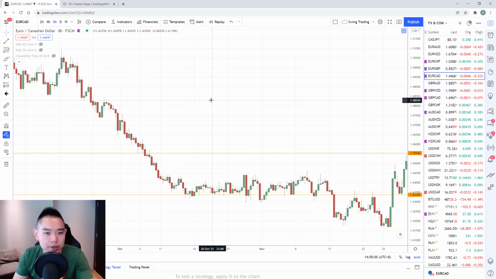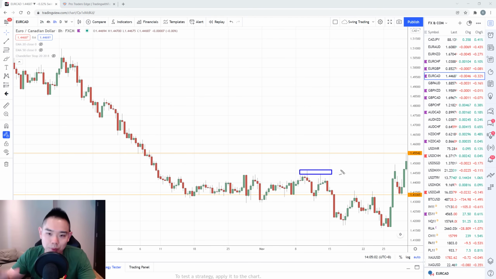Another thing to point out is that at this high, at the point where I was taking a trade, this high, I believe, was the previous week high. So Euro Canadian, not now, but at this point when I'm taking a trade, this is the previous week high. Now, why is this significant?